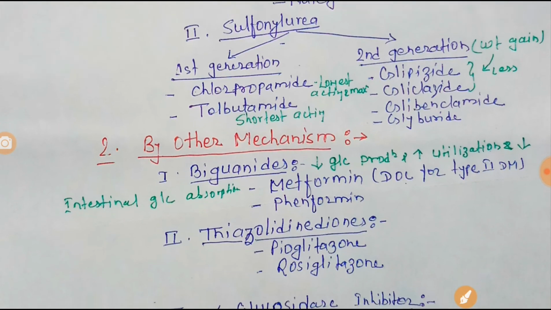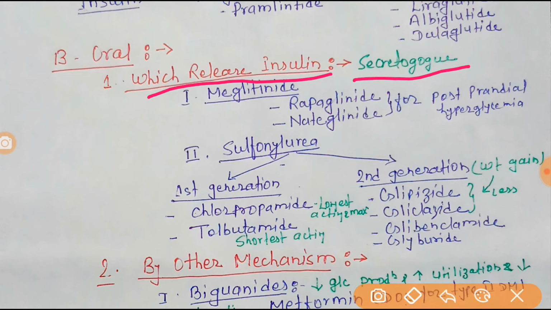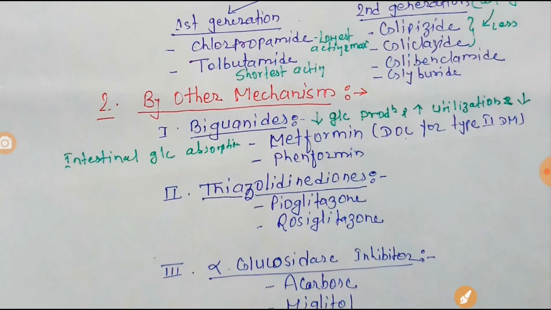The first type is the one which releases insulin, that means secretagogues. The other type of anti-hyperglycemic drugs reduce glucose production and increase utilization, acting by other mechanisms.